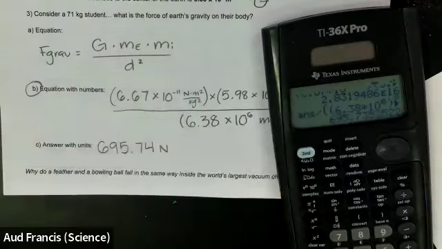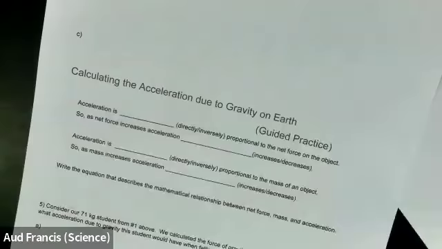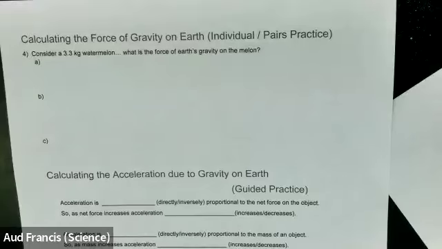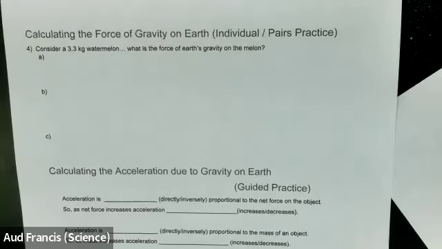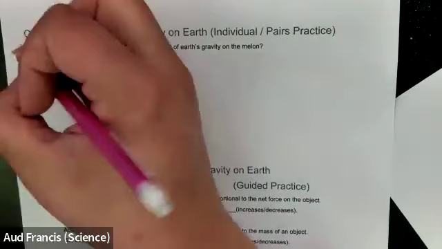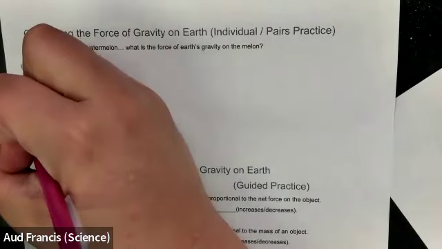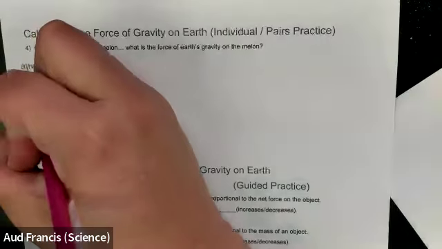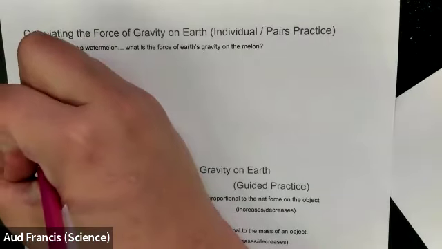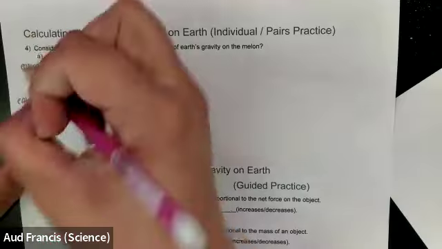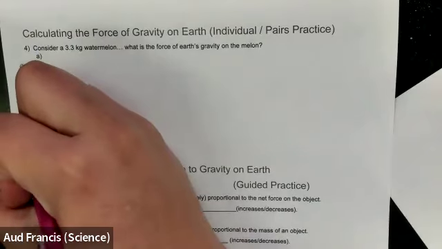Go ahead and flip the page over for me, please. And look at that. You've got a 3.3 kilogram watermelon. You're going to follow the same steps. So for A, it's the equation. B is the equation with the numbers. And C is your answer with unit.